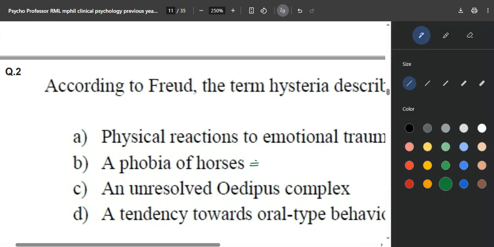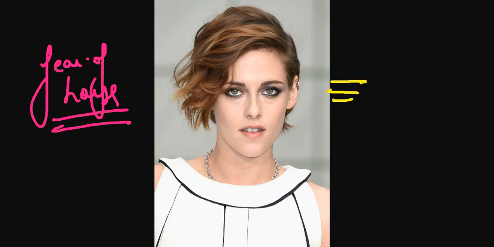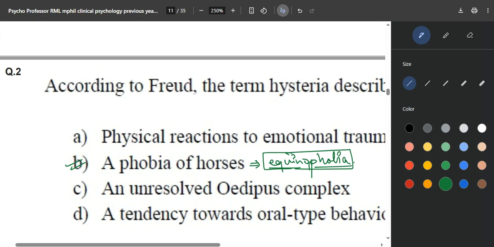It is called equinophobia. Okay. So for next time, if they ask on this topic, what is the phobia of horses called? It is called equinophobia. Equino comes from the Latin word, which means one's fear of horses. Okay. And now if you know her, then there is a strong association for you. Next time, equinophobia will be very, very easy for you.